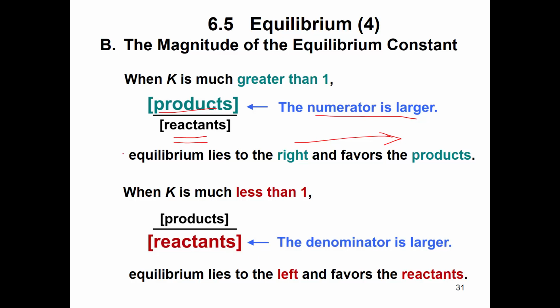All right, so if they started out at 1 to 1 and then the products were 2 over 1, then you'd be making more products than reactants. That's basically what we're saying.